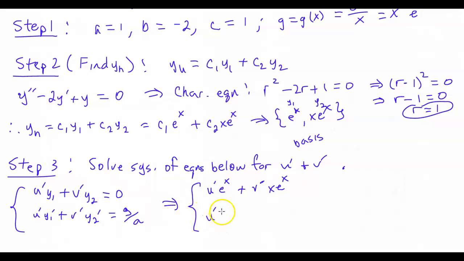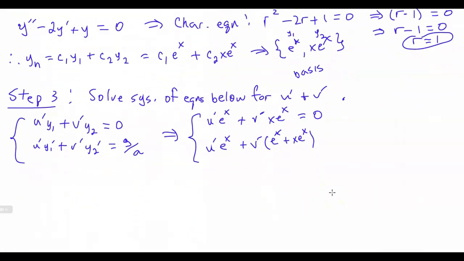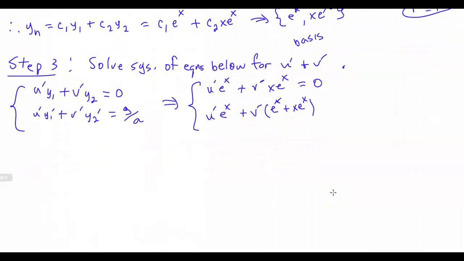For u prime here, the derivative of e to the x is just e to the x. And for v prime here, the derivative of x times e raised to the x, we use the product rule for that, and that'll be e raised to the x plus x times e raised to the x. Of course, the top equation here is equal to 0. From here, we'll take this information and solve for u prime and v prime.